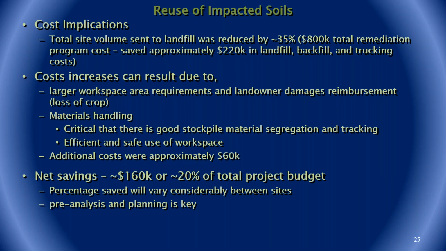Materials and handling. It's critical that good stockpile material segregation and tracking is completed during the remediation to ensure that there's no co-contaminated impacted soils being reused, and efficient and safe use of workspace. The additional cost for this program was approximately $60,000 for those considerations. The net savings was approximately $160,000 or 20% of the total project cost. Percentage saved would vary considerably between sites and complexity, but pre-analysis and planning is the key to completing these.